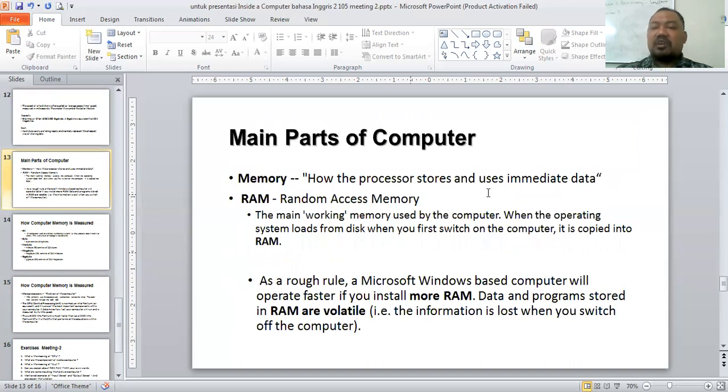How the processor stores and uses immediate data. RAM, random access memory. The main working memory used by the computer. When the operating system loads from this, when you first switch on the computer, it's copied into RAM. Rule of thumb, a Microsoft Windows-based computer will operate faster if you install more RAM. Data and programs stored in RAM are volatile. The information is lost when you switch off the computer.